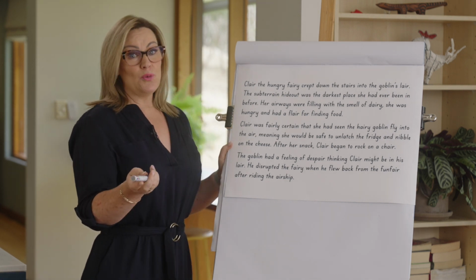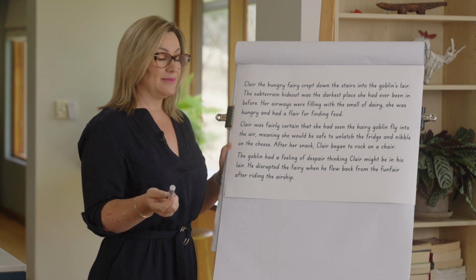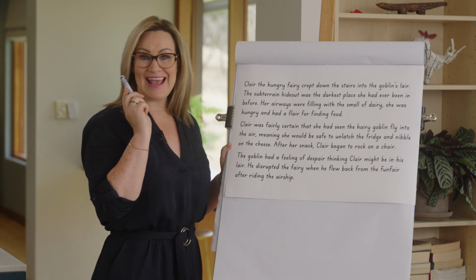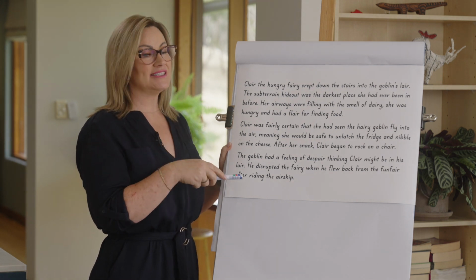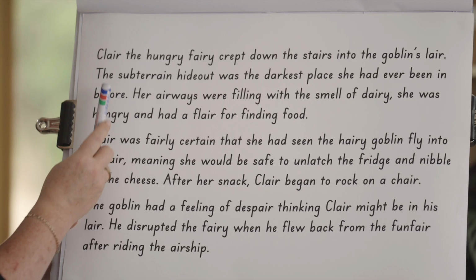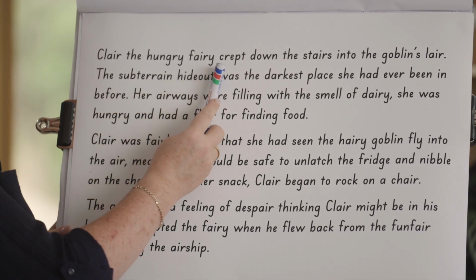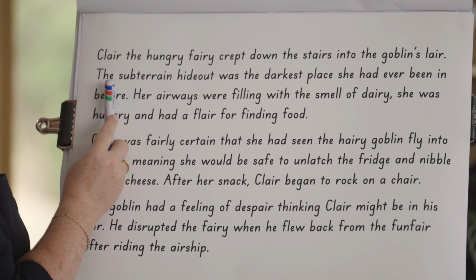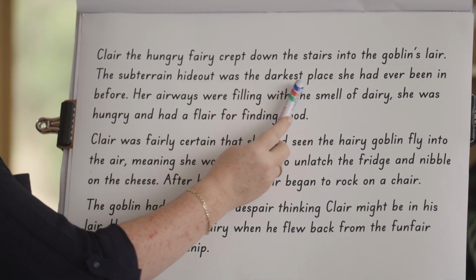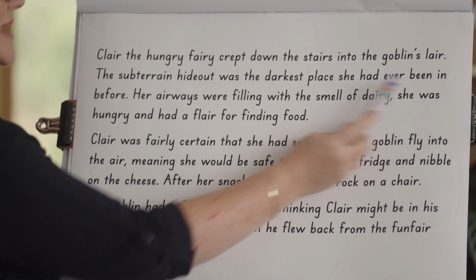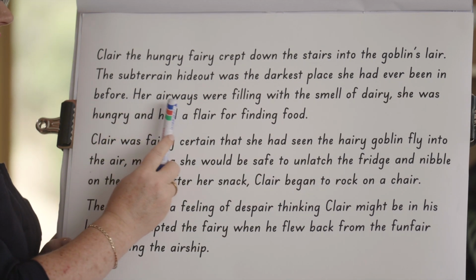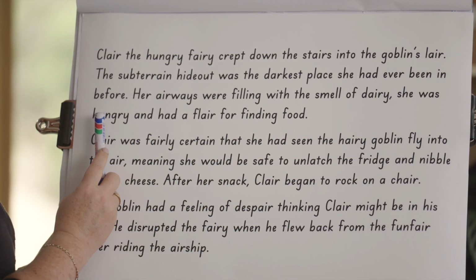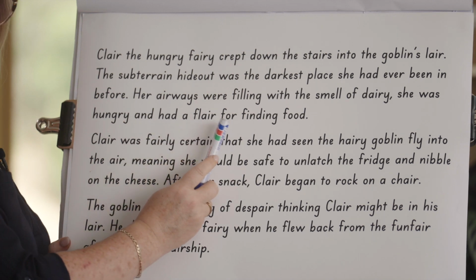Okay, as always, we read the passage a few times. First read, I'll read to you, you listen. Listen out for that air phoneme with the A-I-R spelling. Let's go. Claire, the hungry fairy, crept down the stairs into the goblin's lair. The subterranean hideout was the darkest place she had ever been in before. Her airways were filling with the smell of dairy. She was hungry and had a flair for finding food.